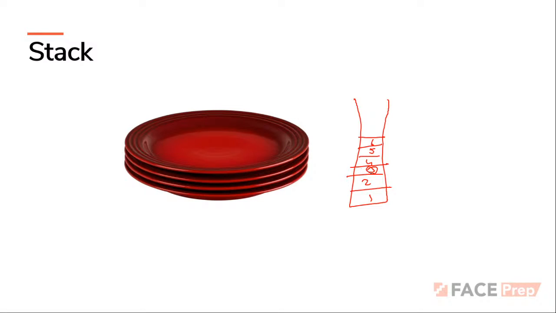So if I want to remove the third element, I have to remove the sixth element, fifth element, fourth element, and then only I can remove the third element. This is how we have to remove the elements from the stack. Here we say stack follows the concept of last in, first out. Okay, last in, first out. This is how we go for the stack data structure.